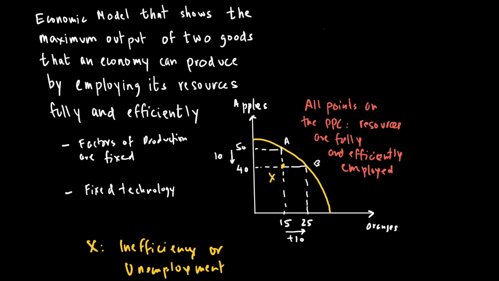Let's say you were at point X. Now, when you're at point X, I'm saying this is inefficiency or unemployment, and the reason I say that is that when you go from point X to point B, do you get more oranges? And the answer is yes. I get 10 more oranges. But how much do you have to lose of apples?